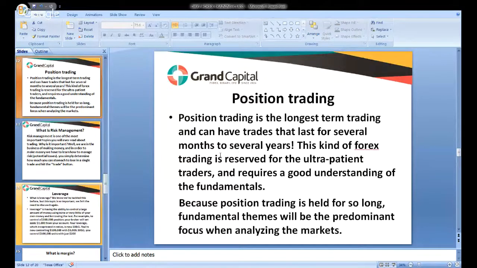Fundamentals will be the predominant focus when analyzing. You look at the future, what the future economy of that market, of that currency is like compared to the other currency. As we know, currencies are traded in pairs. Two currencies must be involved.